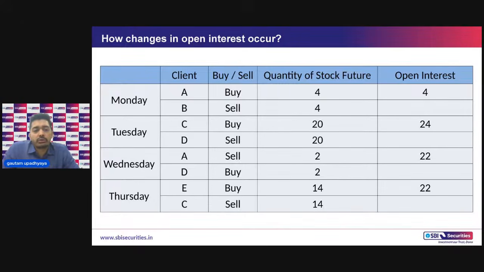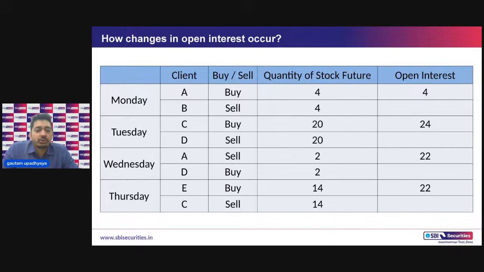So suppose you take two traders, A and B. Suppose A wants to create fresh positions on Nifty. So he buys 4 lots of Nifty, 25,100 call option. And there is a trader who sells the 4 lots. So at that point of time, when two new traders come into the picture and a trade takes place, your open interest will increase by 4. So trader A has purchased 4 lots of Nifty. Trader B has sold 4 lots of Nifty. So now we have an open interest of 4. Two new traders come on Tuesday.